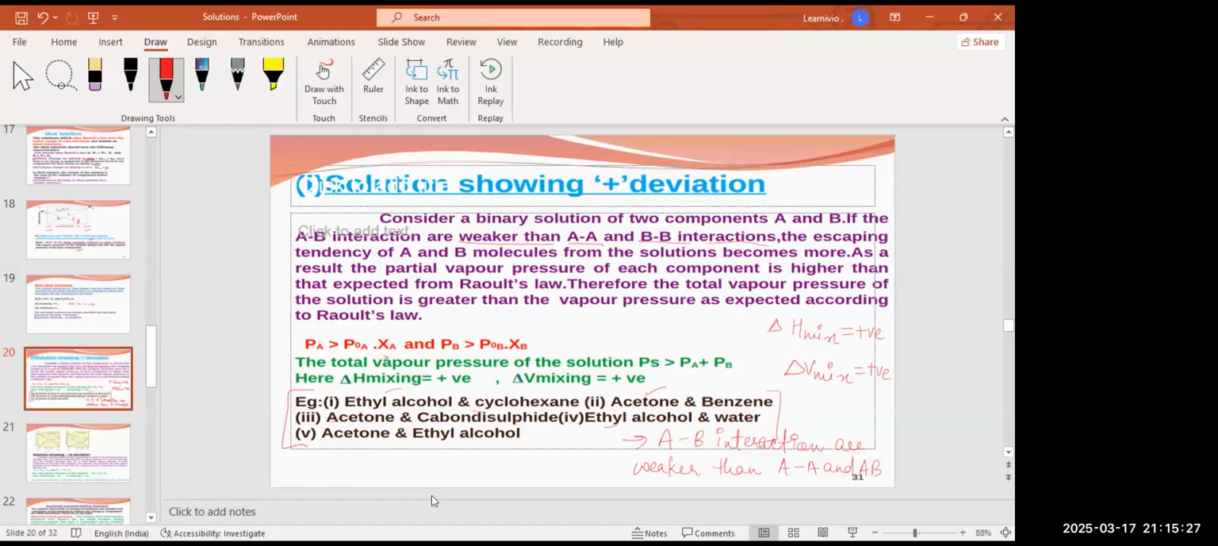What happens in the pressure of the first component, right? The vapor pressure of the first component is greater than the product of P naught A into the mole fraction of A. It's always greater than this, right? Similarly, for PB, it is greater than P naught B into the mole fraction of the second component.